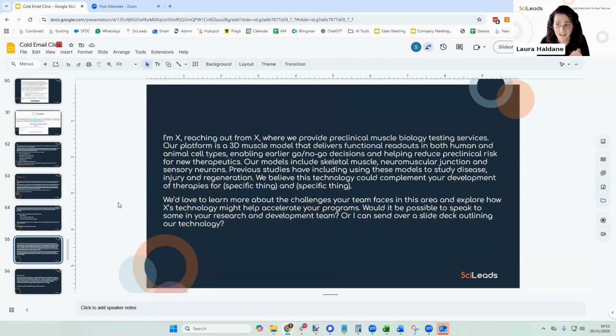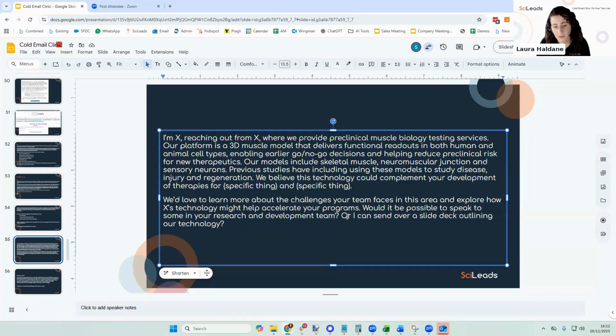The fact that I have to pause a second to read it already tells you that it's too long, doesn't it? "We'd love to learn more about challenges your team face. Would it be possible to speak to someone at your research development team? Or I can send over a slide deck." So two calls to action. Probably too long, to be honest. You want to tailor it more to them. You haven't mentioned why. "We believe this technology could complement", again, that sort of language. Instead: we know this technology, we've done it before with people like you, and reference what that technology is, so they see that you've actually read their message. Then a clear, single call to action. Keep the other call to action for your follow-up.